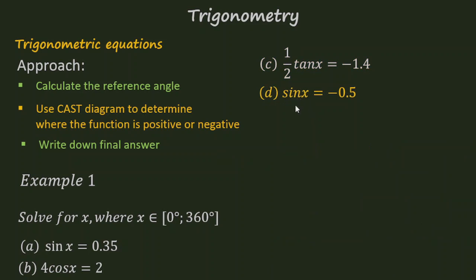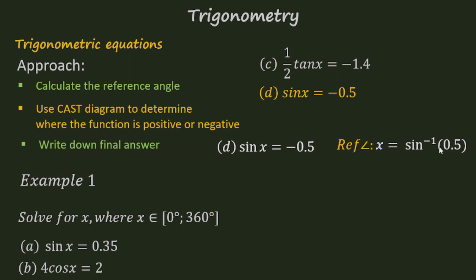This one is already simplified. On the left hand side we only have sine x. On the right hand side we have minus 0.5. That means we are interested in the values of x in the quadrants where sine x is negative. Let's find the reference angle.